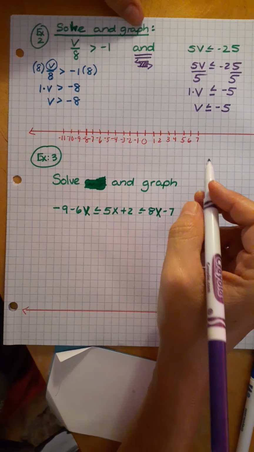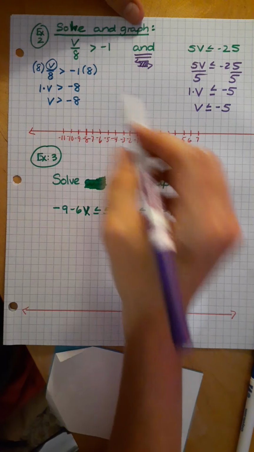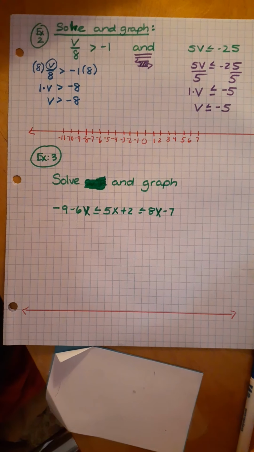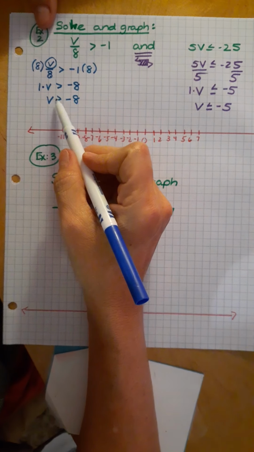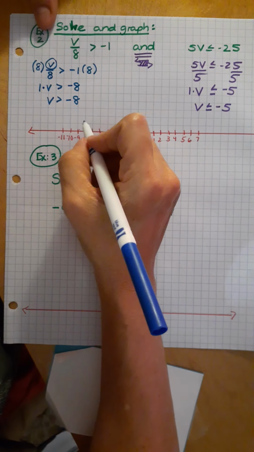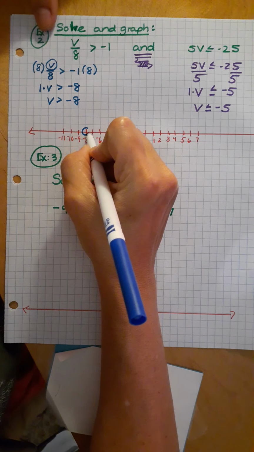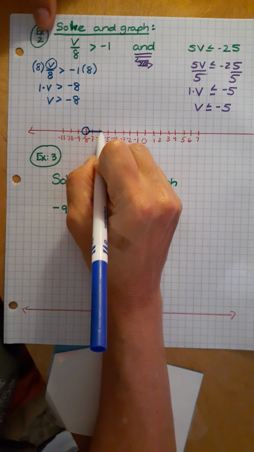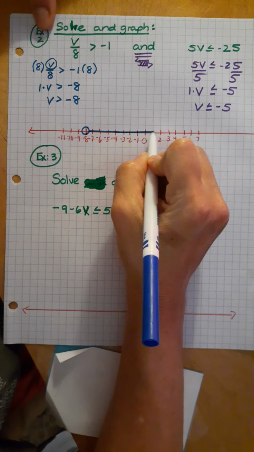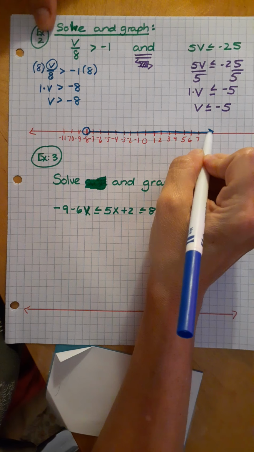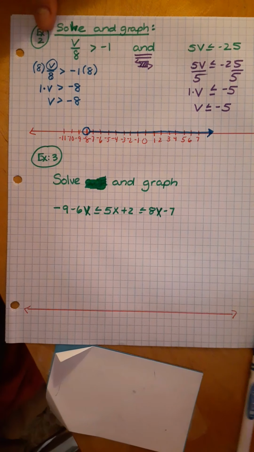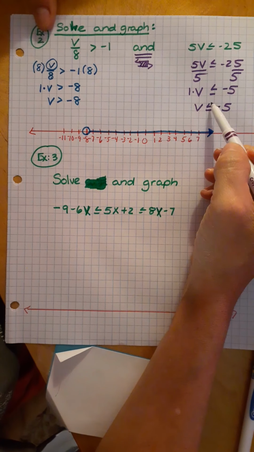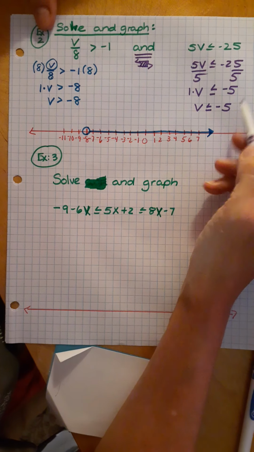Where's my negative 5? Okay, here's my negative 8. Now this is and, right? Let's start the blue. V is larger than negative 8. Here is negative 8. Open. Not a line underneath here. It's larger. My larger numbers are this way. Okay? And they go that way. Now V is smaller than or equal to negative 5. I go to negative 5.